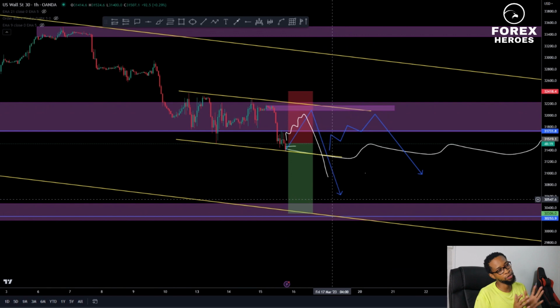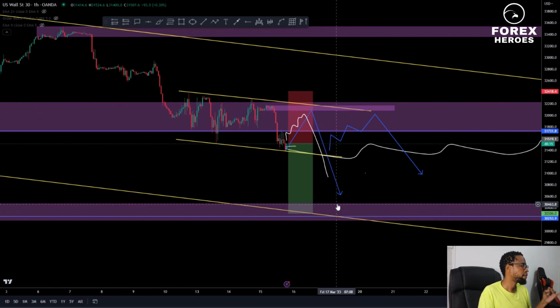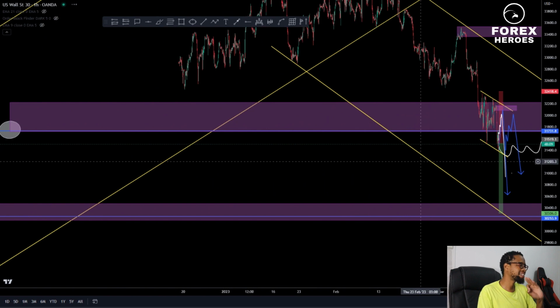So make sure you understand all those secrets. You understand the order block. Make sure you understand the impulsive wave. Make sure you can see where it started, and also don't marry the trend line.